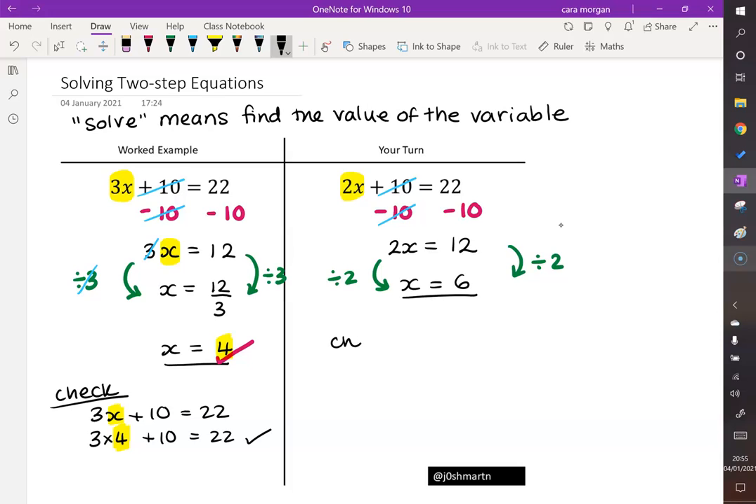I'm going to check it works. And my equation was 2x add 10 makes 22. Does 2 lots of 6 add 10 make 22? Yes, it does. Therefore, my answer was correct.